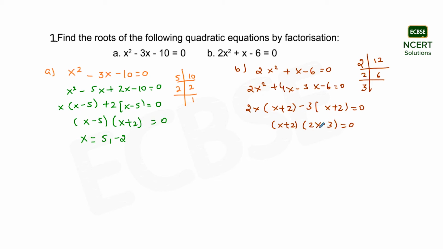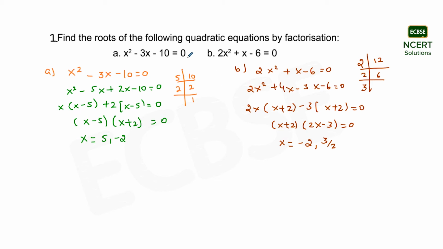And as we know, the product of the two terms is equal to 0 only and only if either of the terms is equal to 0. So equating each term equal to 0 separately, x comes out to be equal to minus 2 and 3 by 2. Means these are the roots of this quadratic equation, or I can say the graphical representation of this very quadratic equation cuts the x-axis at points minus 2 and 3 by 2 respectively.